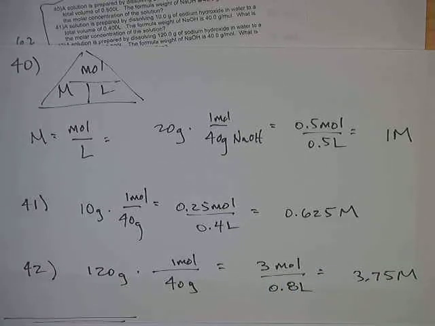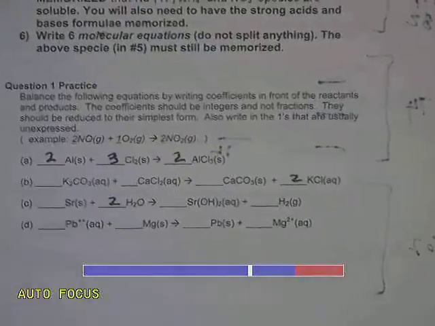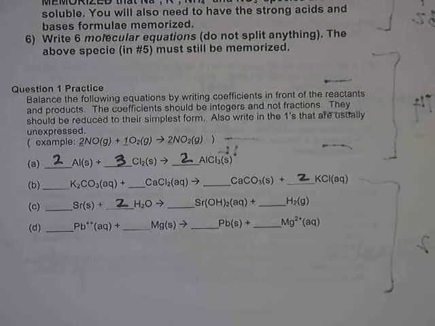41 and 42 are very similar. They just give you a different grams of sodium hydroxide, and they also give you a different number of liters. So I worked those next 2 problems right here, and you can see 41, convert to moles, divide by your liters, and you got 41 and 42 done.